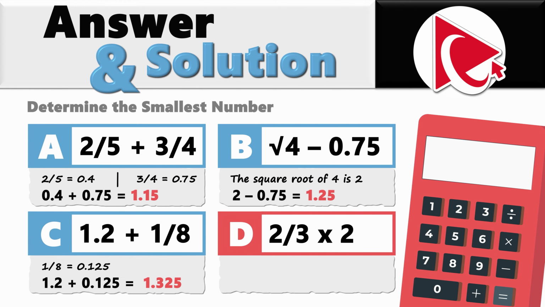And in choice D, we have 2/3 multiplied by 2. 2/3 multiplied by 2 equals 4/3, and 4/3 equals 1.33, since the number of digits after the decimal point goes into infinity.